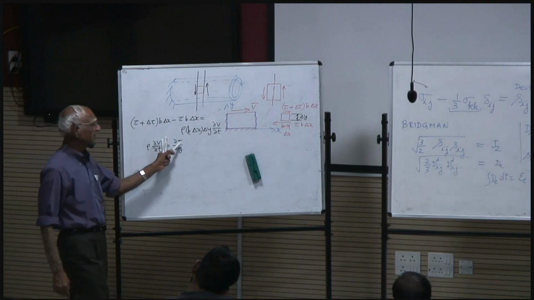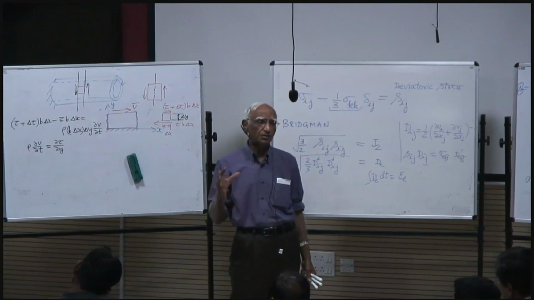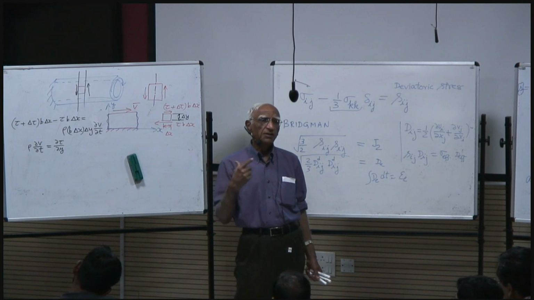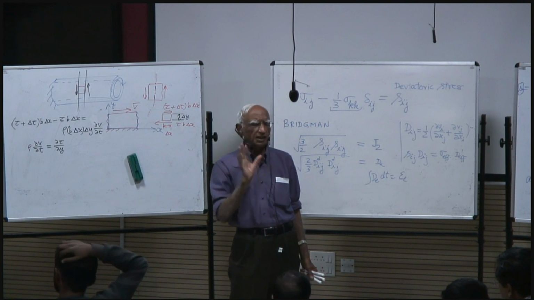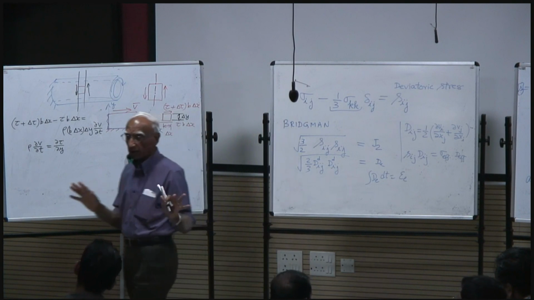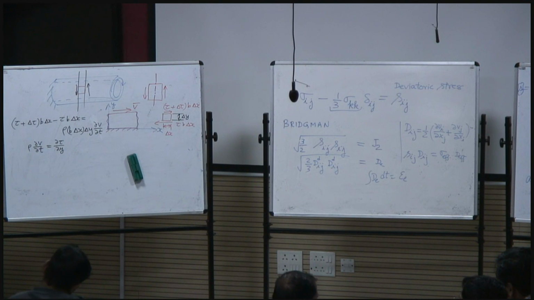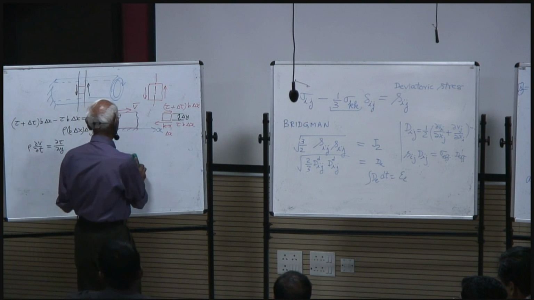We need to express tau. Like in the linear elastic case, we said tau is equal to the shear modulus times the shear strain. But this is not a small deformation problem. Also, there is a temperature change, because we talked about that when you deform a body plastically, there is a temperature change. So let's write the energy balance.